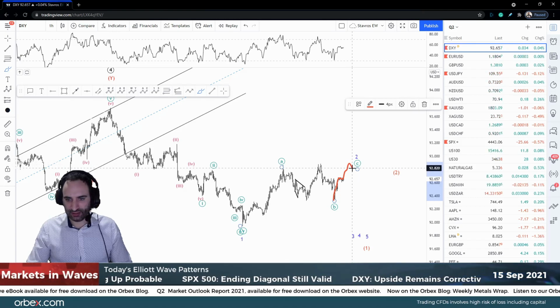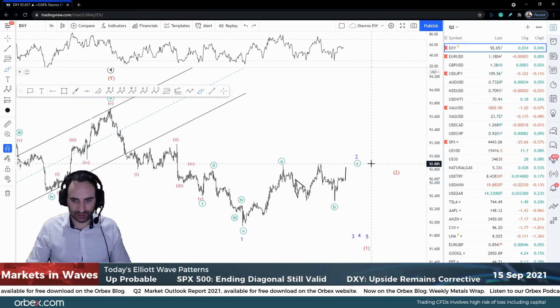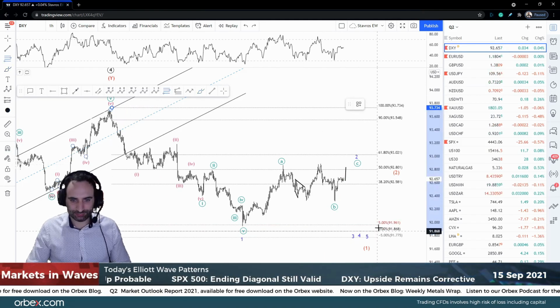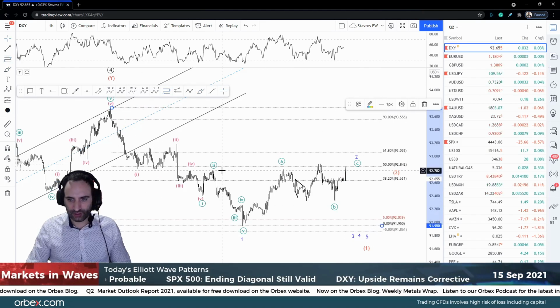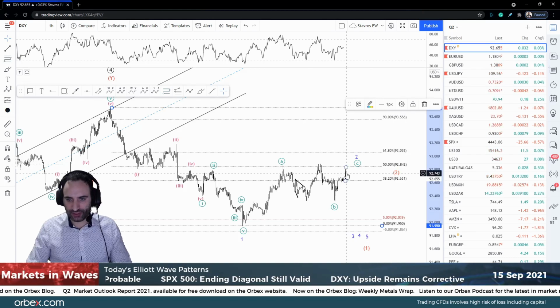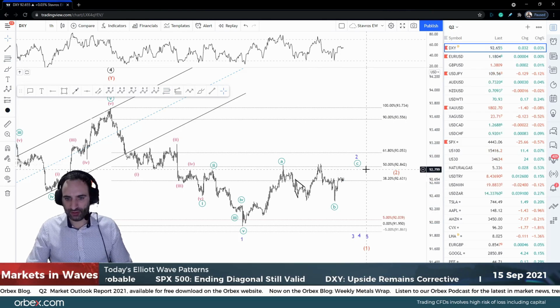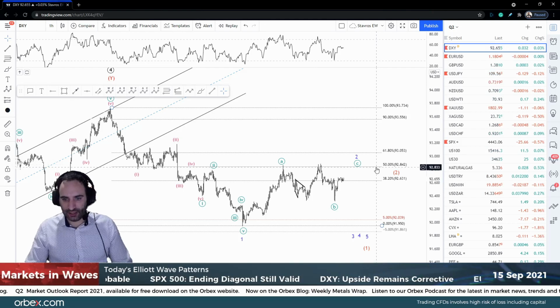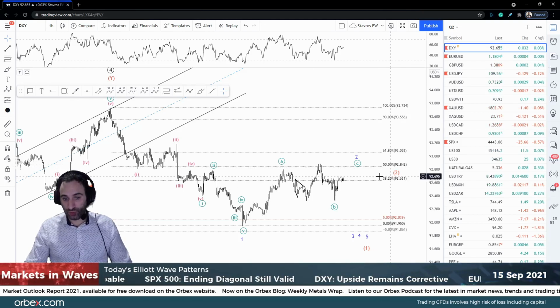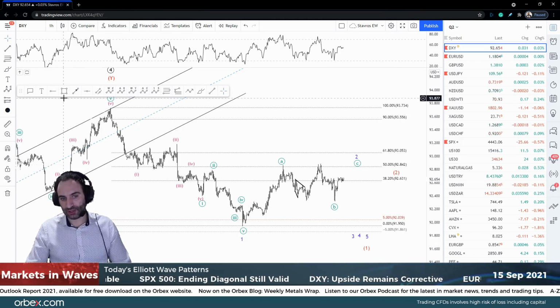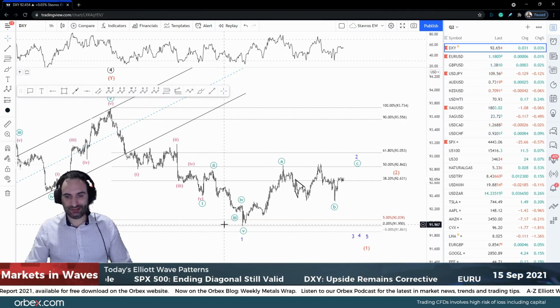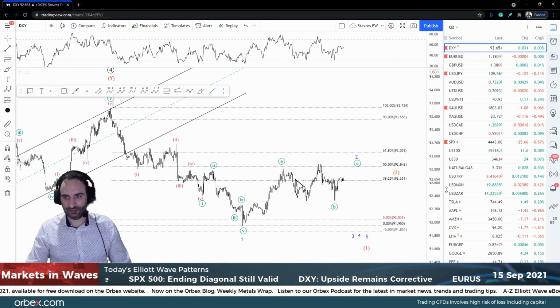So we're going to get the 4th correction and then a move to the upside. Where can we go in that scenario? Well, we can probably go up to 93. Okay, that would be the first level. So that's for the DXY, guys. So I'm looking for an impulse move to the downside. There is no leading diagonal here any longer, if that makes sense.